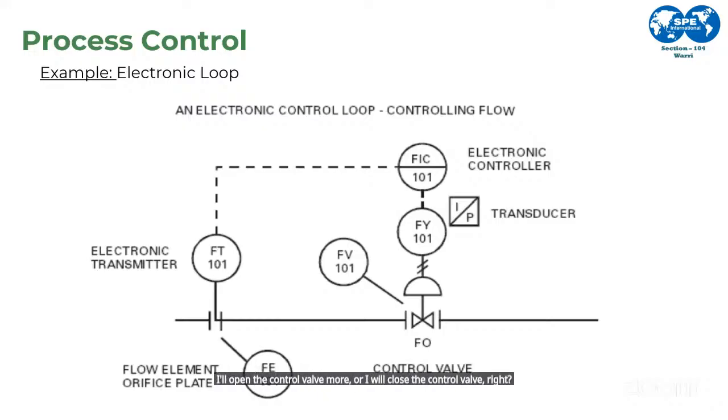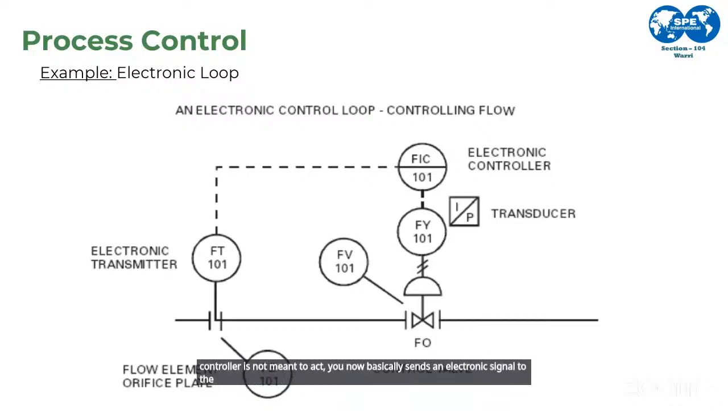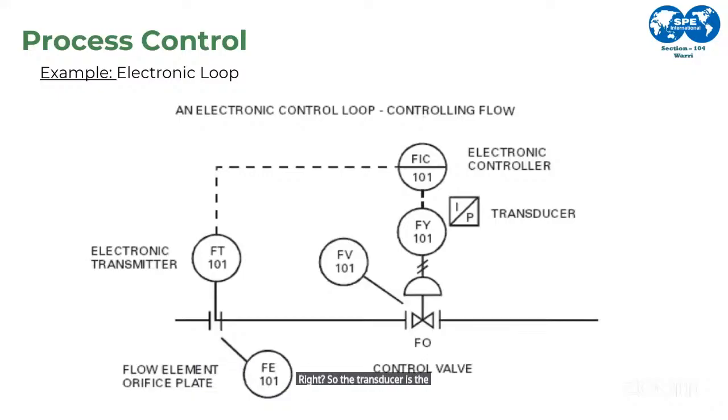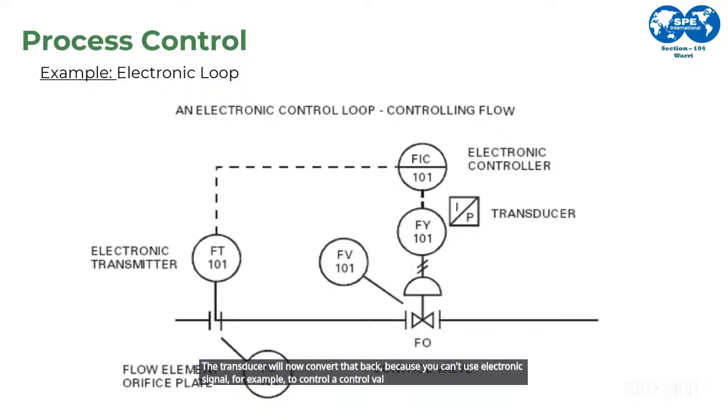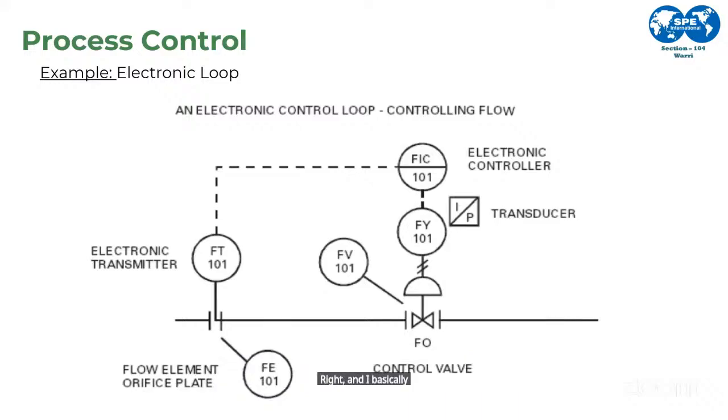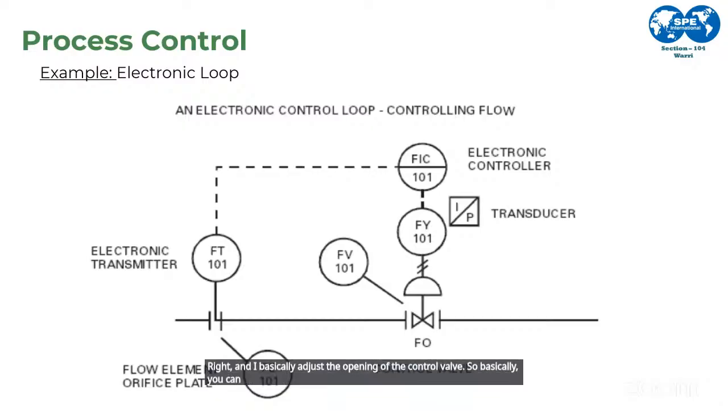So when it has gotten to that set point where the electronic controller is meant to act, it sends an electronic signal to the transducer, right? The transducer is FY0101. The transducer will convert that back, because you can't use an electronic signal, for example, to control a control valve. It depends on the configuration anyway, but it changes that to a pneumatic signal, right? And that adjusts the opening of the control valve. So it can either open it or close it. The failure mode, like I mentioned for this, is fail open. In a nutshell, I hope that's clear.